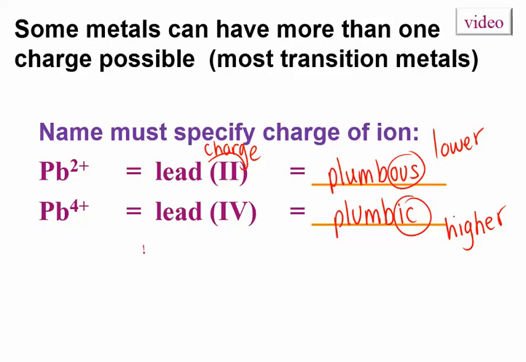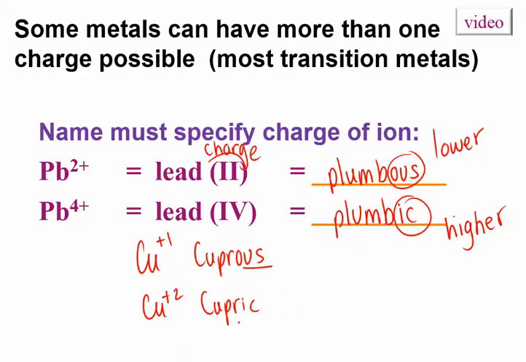This also works the same for like copper. Copper can do a +1 and a +2. Those are its common ions. The copper 1 is also called cuprous for the lower, and for the higher it's cupric. Now I don't use these old-fashioned names that much. I usually use the Roman numbers, but you need to be familiar with them because you'll see them elsewhere.